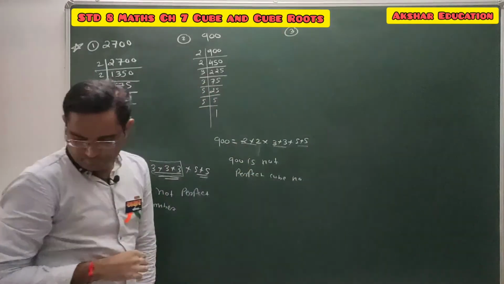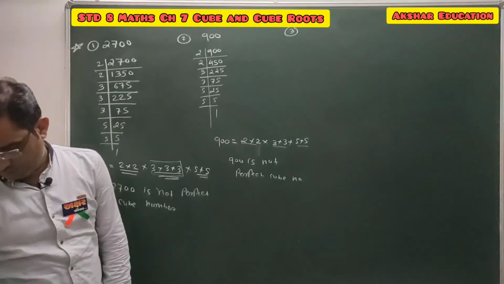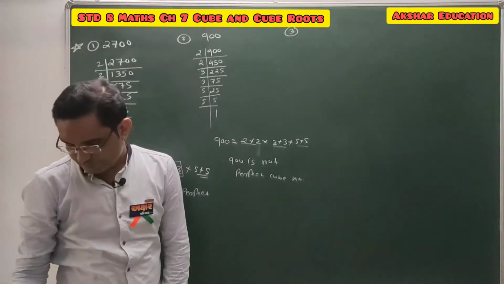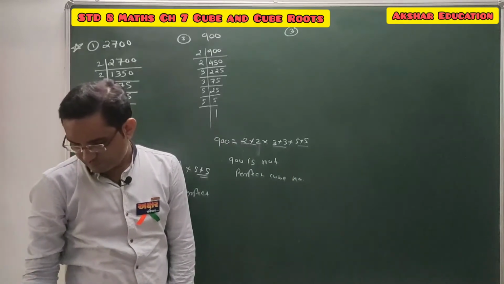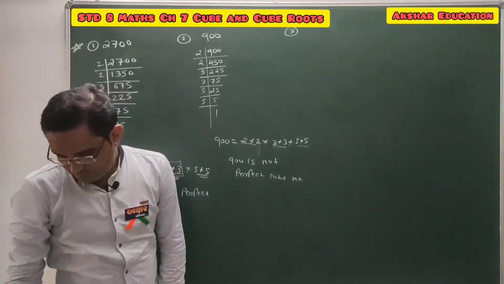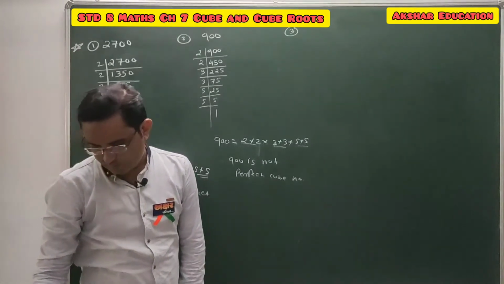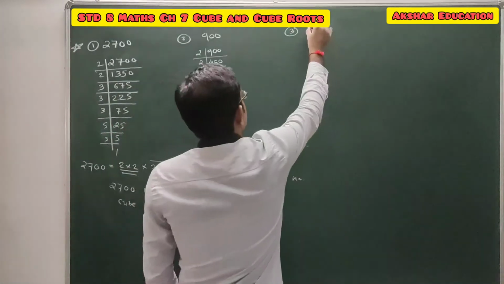One more sum. For example, we are given 3375. Let's take 3375.